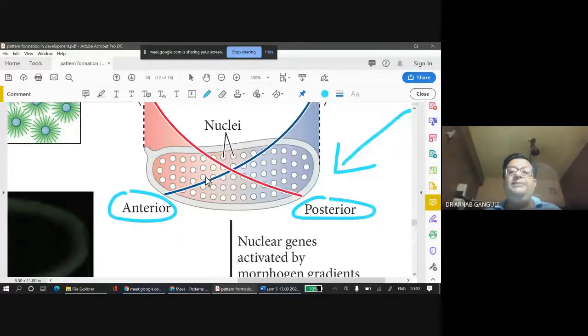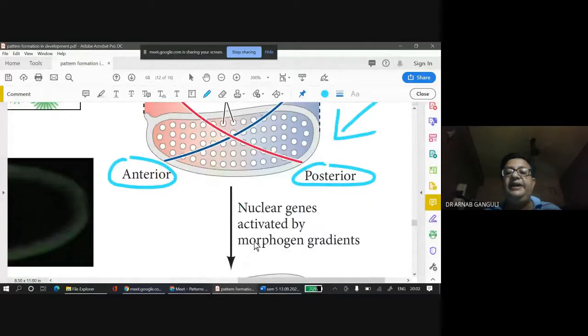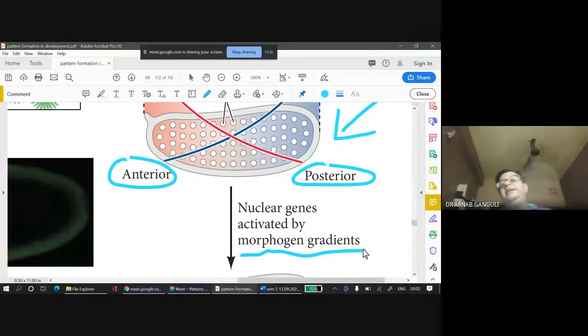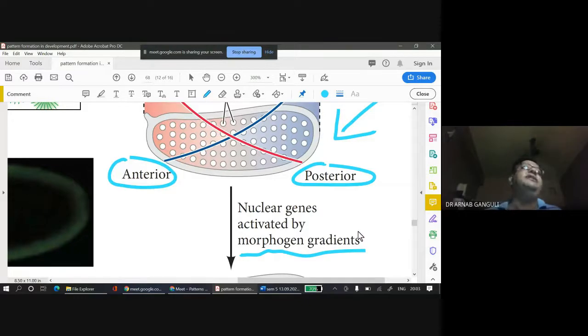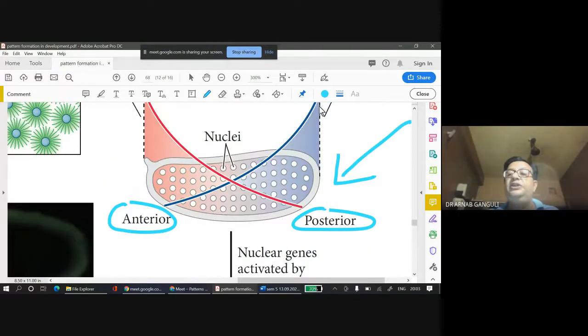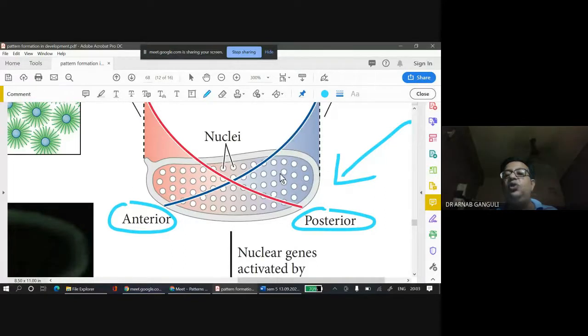Then the nuclei keep on dividing to form a syncytium. And these nuclear genes are activated by morphogen gradients or cytoplasmic gradients or cytoplasmic determinants. All these words are the same: morphogen gradient, morphogen determinant. They are called a gradient because their concentration is not uniform. Towards one end it is high, and as it goes towards the center, their concentration becomes lighter and lighter till it disappears on this side.